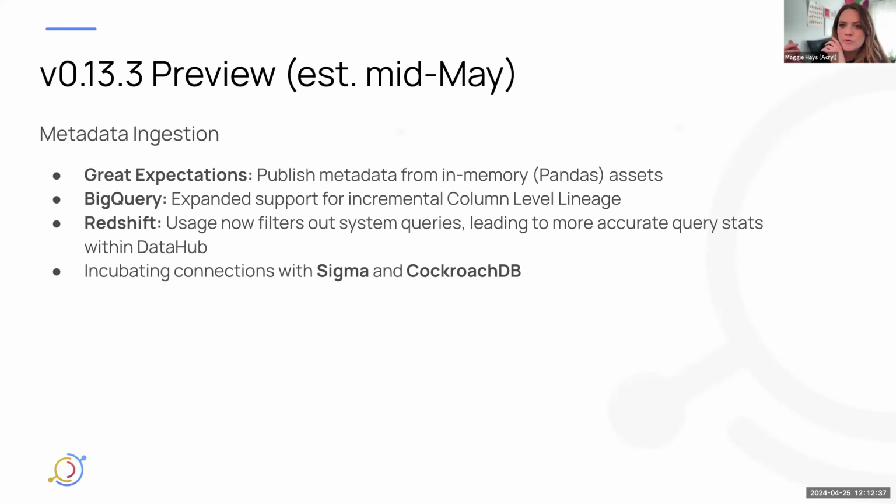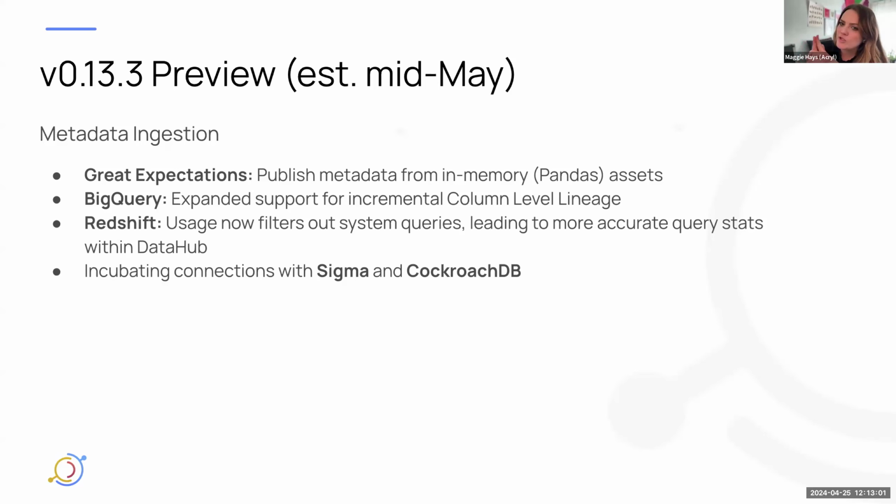I think this is one that was pretty highly requested within the community, so excited to see that get moved through. We also have expanded support for incremental column level lineage with BigQuery. And then on the Redshift side of things, we're filtering out system queries to make your query metrics much more meaningful about the humans that are querying those tables and not necessarily just the system tables themselves.